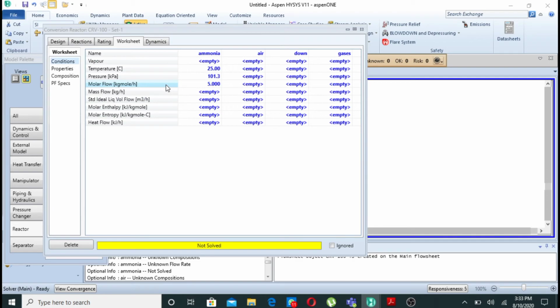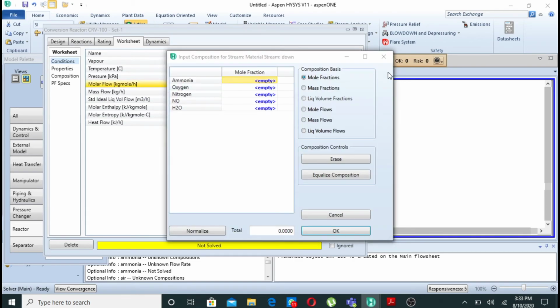Now you have to carefully see the composition tab. So these are for gases. I am going to close it, then down. I am again going to close it, then air. Then again, because I now have to define the ammonia. So now it is ammonia. In this stream I have only ammonia, so I will write 1 for ammonia. That is okay, and then I will click OK.